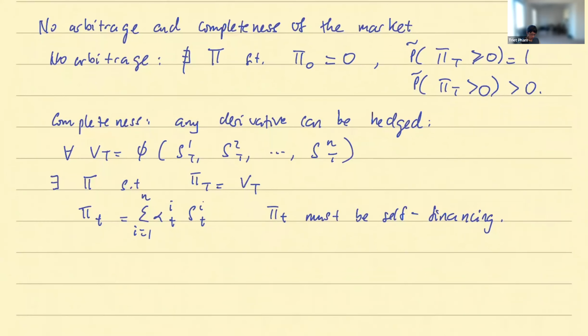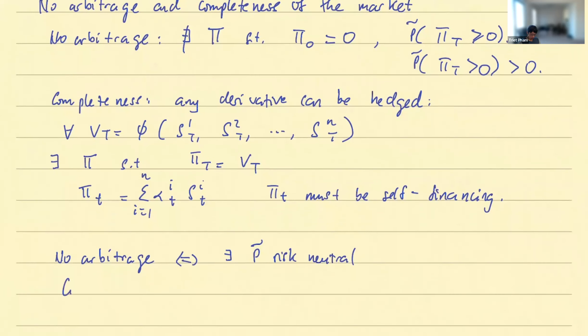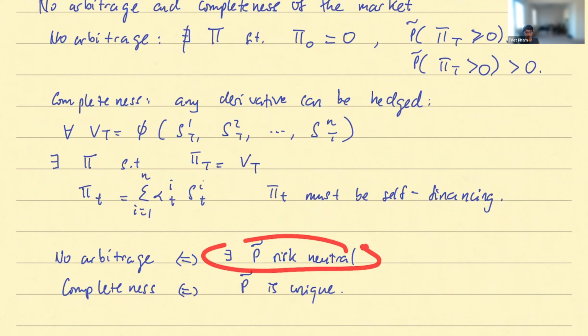Now, the result that you want to know is this, and I want to talk about it a little bit. No arbitrage is equivalent to there exists a risk neutral probability. And completeness is equivalent to the risk neutral probability being unique. It's kind of funny, in the sense that it doesn't make sense to discuss completeness unless you have something to talk about. So there you go.